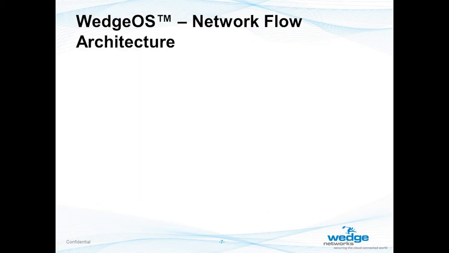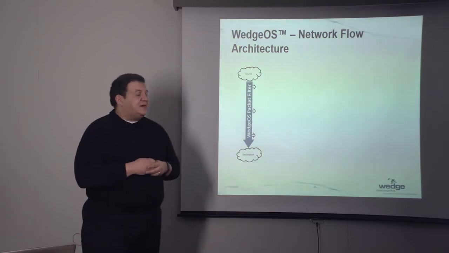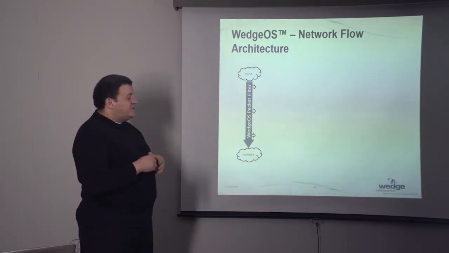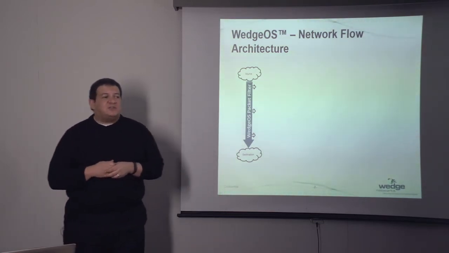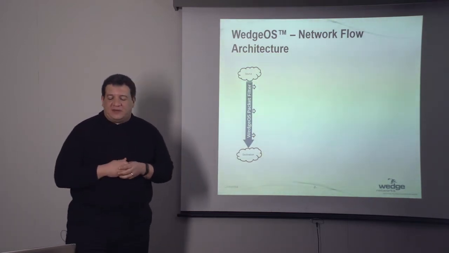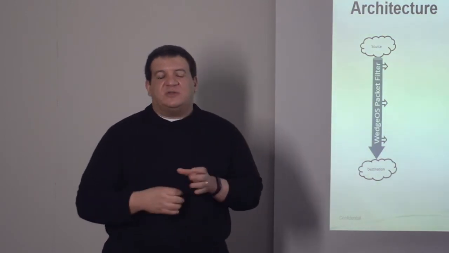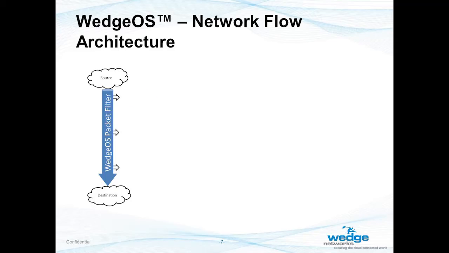So with that in mind, we're going to take you through how both of these engines work together. On the left-hand side here, I have the traffic going through the source to the destination. Our WedgeOS would be deployed in line with the traffic, or traffic is routed to it somehow. And then we have the packet filter. Basically, we have this module in our product that takes the packets and makes them available to the different engines.